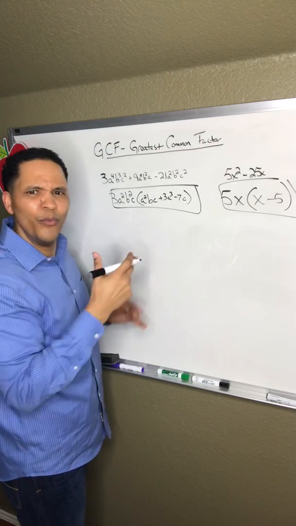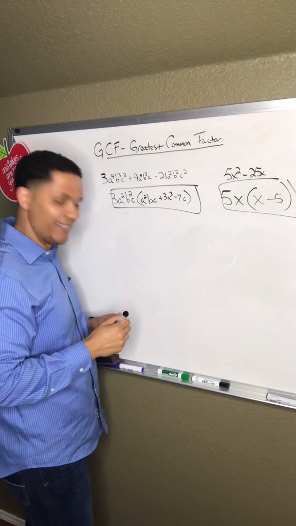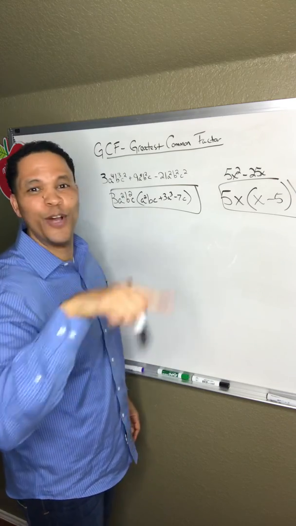That's it. We just factored out the greatest common factor. Now, is that some light work or is that some light work? I hope you caught it, but if you didn't, you can always rewind.